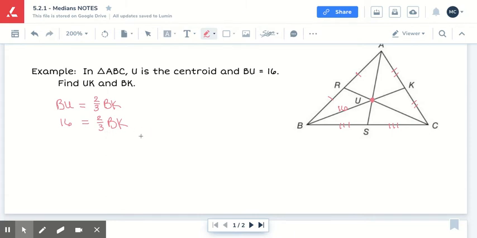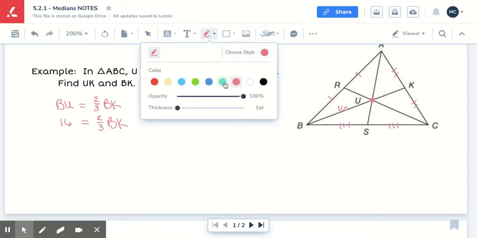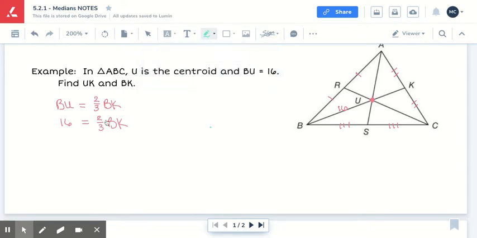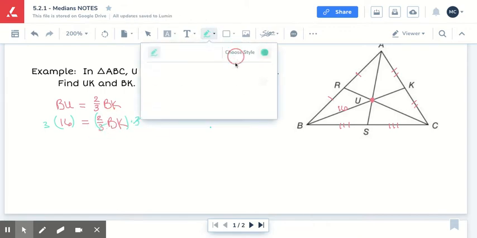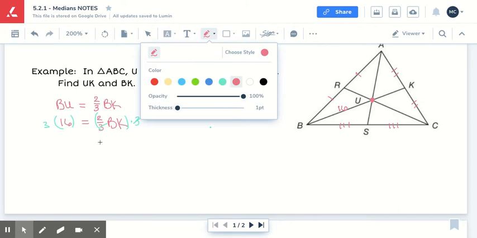Now I could solve this to find out what BK is. To do that, I would start by multiplying both sides of this equation by 3. So I'm going to multiply this side by 3 and this side by 3 as well. That'll get rid of the denominator on this fraction over here, so it gives me a problem that's a little bit easier to work with.